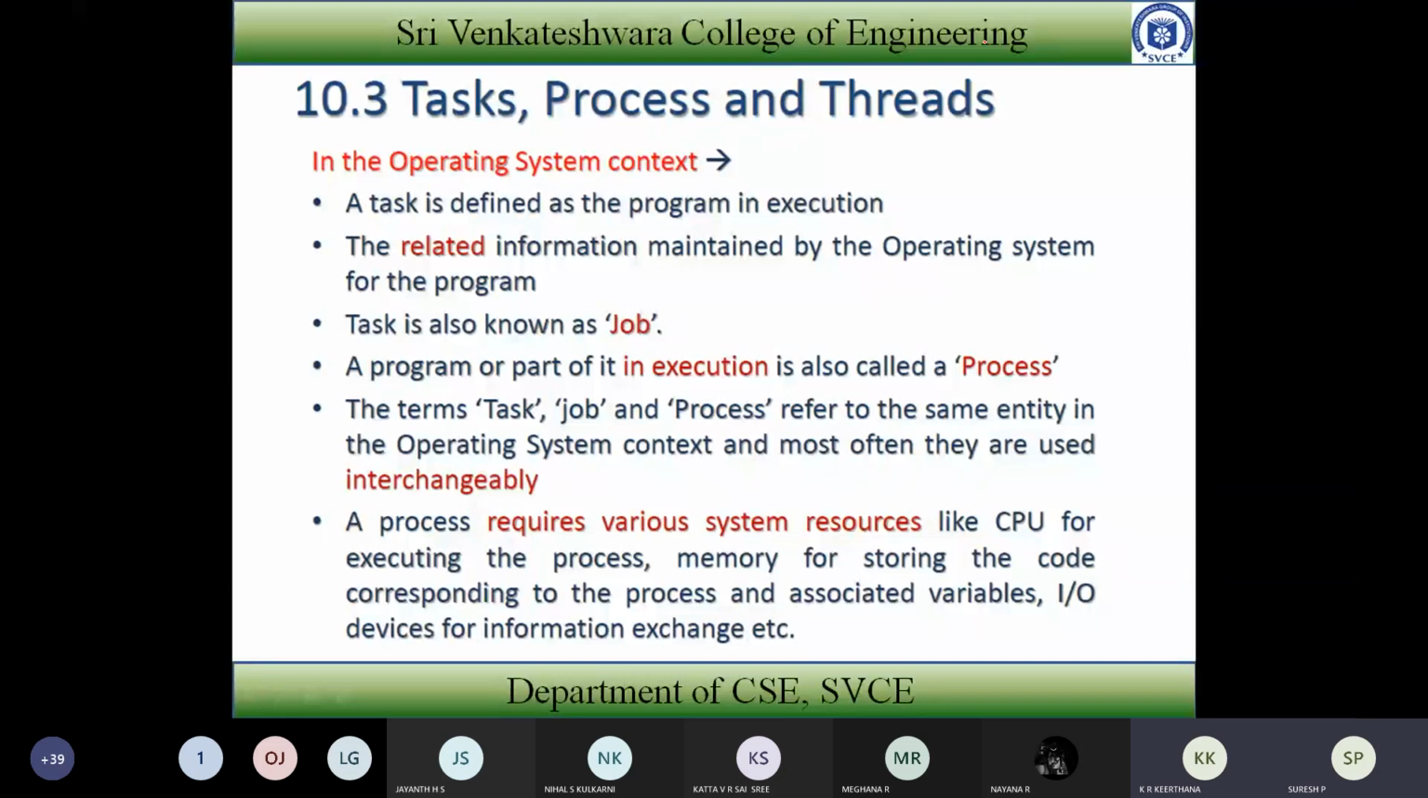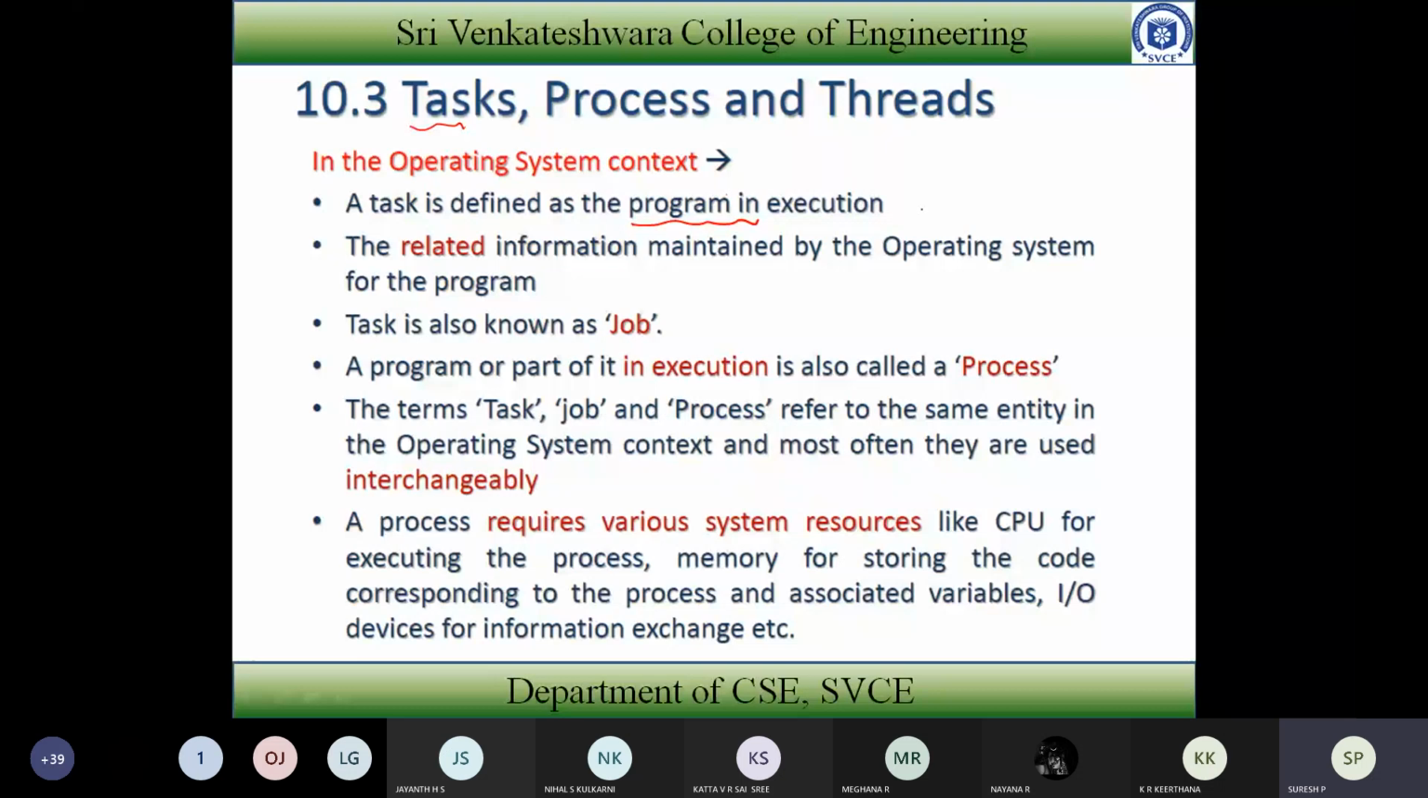Okay. So now the next topic which we have to discuss is task, process, and threads. When you talk about the operating system, I will brief it out in today's class. If you start talking about the process, as you already studied in your operating system, a process or a task is defined as a program in execution. You're going to have the program, and that particular program is in execution. So a task is defined as the program in execution.